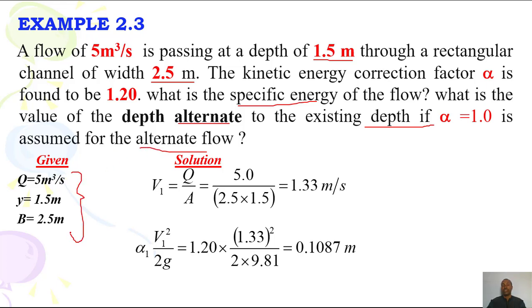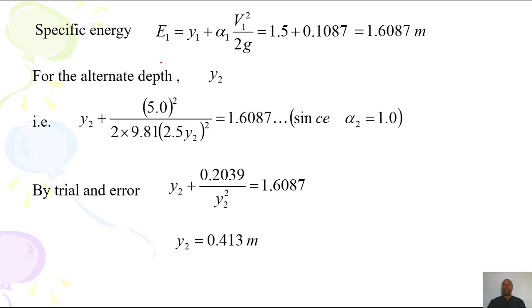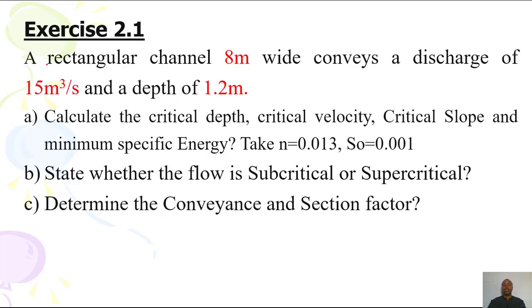So you are given this parameter, then you simply calculate V1 as Q over area, then you get this result. Then alpha 1 V1 square over 2g, you have this result. Then finally you compute the specific energy E1, y1 plus alpha 1 V1 square over 2g. Then you get this result. Then for the alternate depth y2, the specific energy is already calculated, so what will be y2? So y2 by trial and error, you can use calculator. Again, rearrange this equation by taking common factor, then find y2. Then you can just calculate using iteration, using calculator, 0.413.